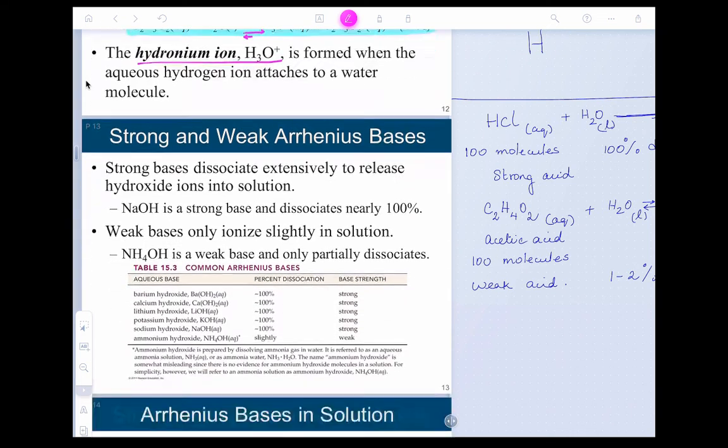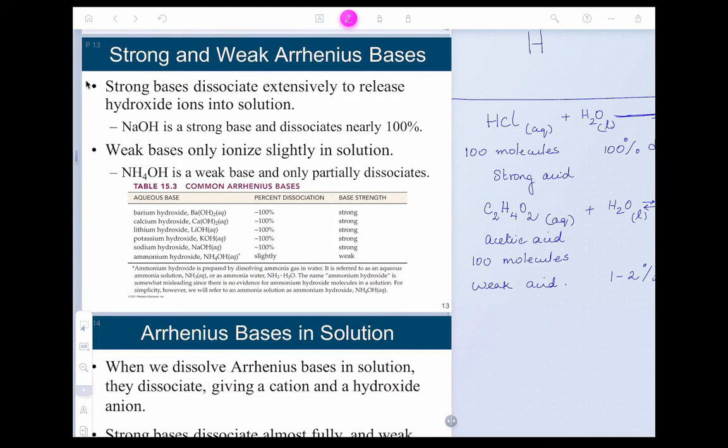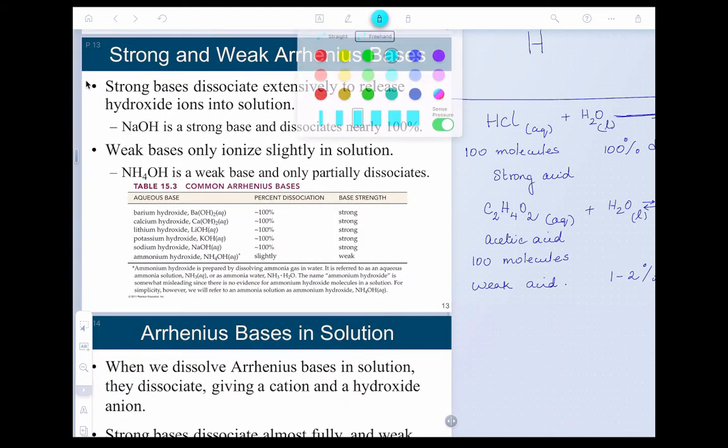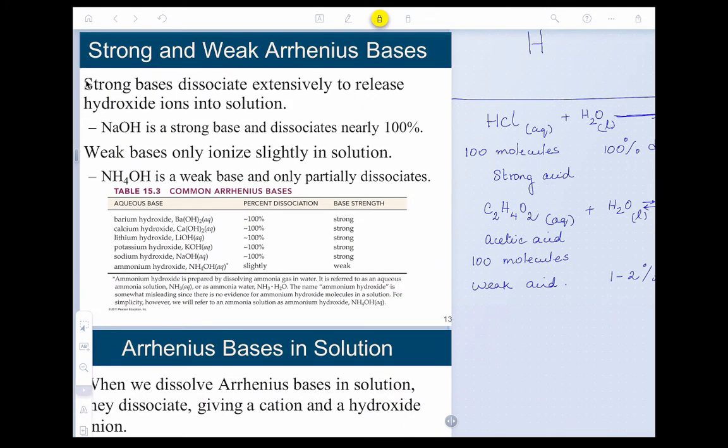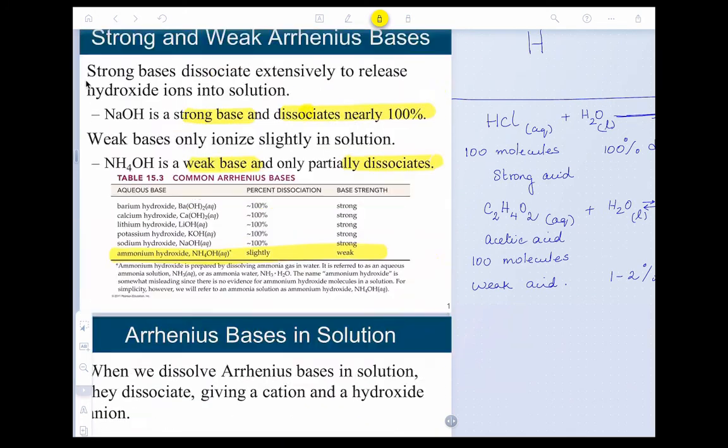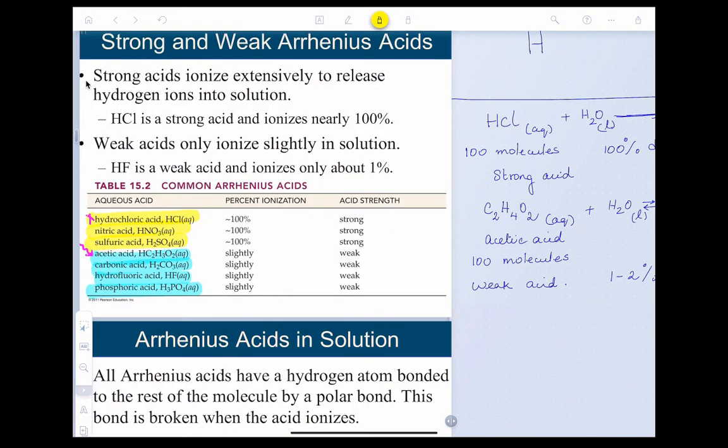So nothing different with strong bases and weak bases. They're going to flow very similarly to your strong acids and weak acids. So a strong base is 100% dissociation. A weak base is going to be much lesser dissociation, usually very slight, 1 to 2%. So it's very easy to remember an example of a weak base. There's only one here in the list. That's ammonium hydroxide.